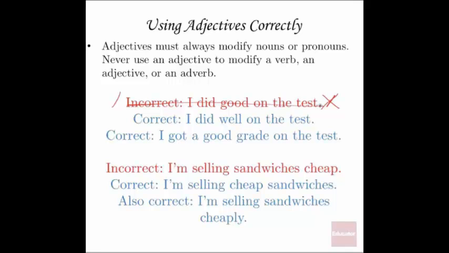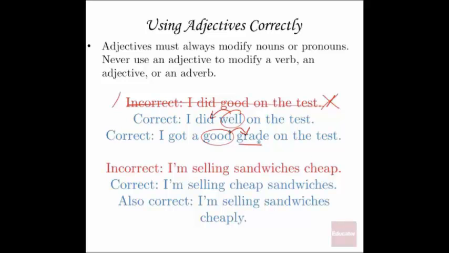It is correct to say, I did well on the test, because well is an adverb modifying did. How did I do? I did well. Well is an adverb. Good is an adjective. It is also correct to say that I got a good grade on the test, because in this case, good is an adjective modifying the noun grade. Either one of those is correct. Never ever say, I did good on something.